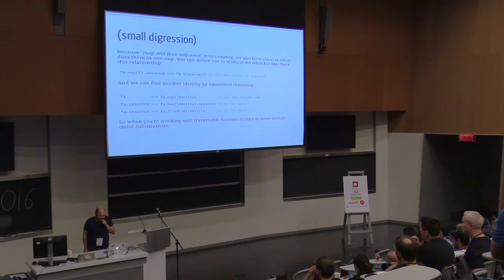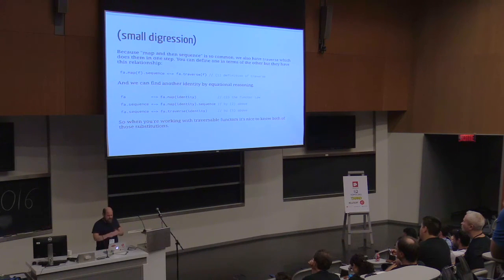And another little digression about that. Very, very commonly we'll map something and then want to sequence it. So we'll map it to construct this thing, but the type constructors are in the wrong order and we want to flip them. So we define an operation called traverse that's the same thing as map f and then sequence. And I say they're the same thing, and what I mean is you can do a syntactic substitution of one for the other without changing the meaning of your program. And then using that, we can find another identity that's useful.